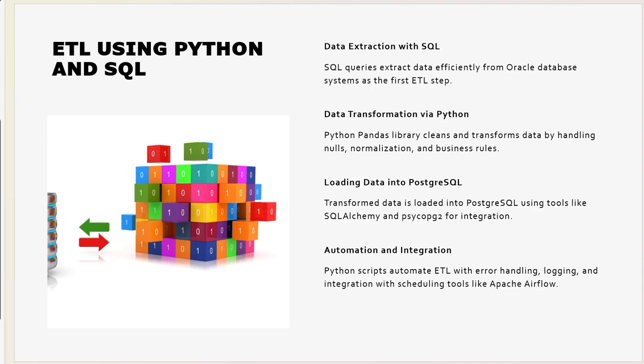This approach demonstrates how a scripting language and a relational database can work together in ETL pipelines. For instance, a Python script can automate the entire process, including error handling and logging. The ETL practical example highlights the flexibility and power of a custom ETL process, which can be tailored to specific business needs and integrated with scheduling tools like Apache Airflow in the production environment. So that step by step will happen.